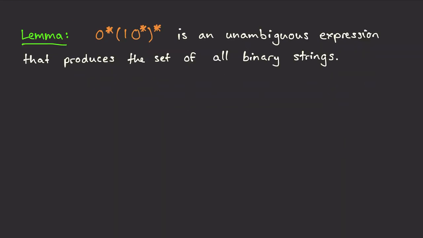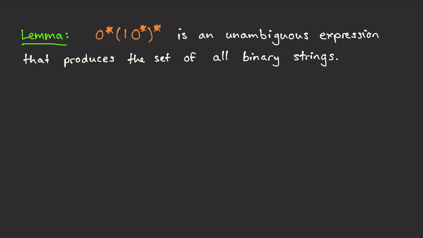In this course, we won't be particularly concerned with looking at some complicated regular expression and deciding whether it's ambiguous or not. Instead, we just want ways to build useful unambiguous expressions. This next lemma gives one of them. It says that 0 star, parentheses 1, 0 star, star, unambiguously produces the set of all binary strings.